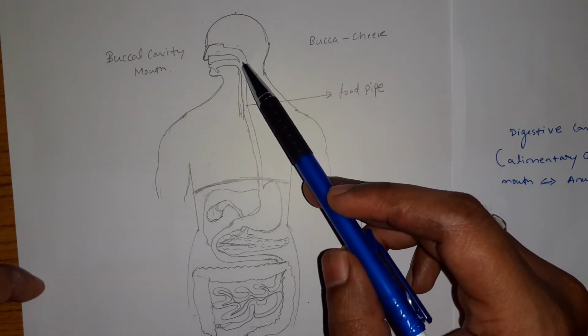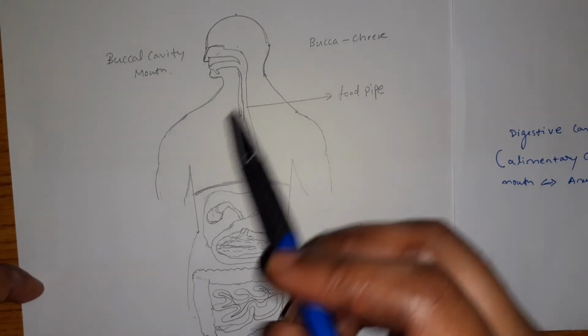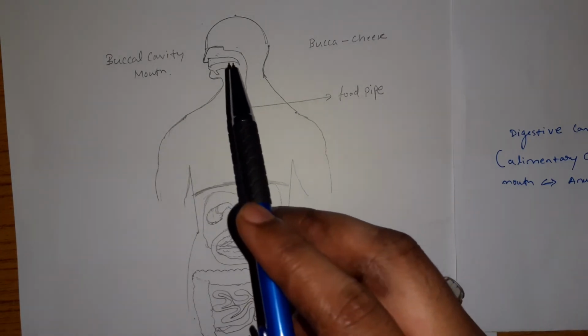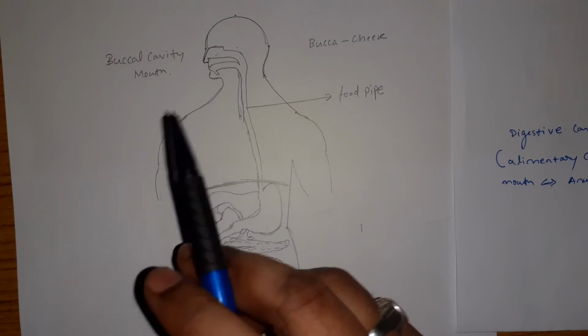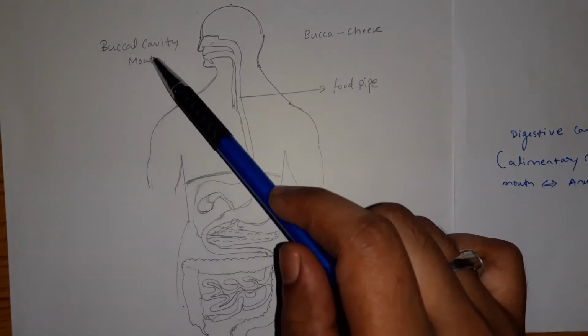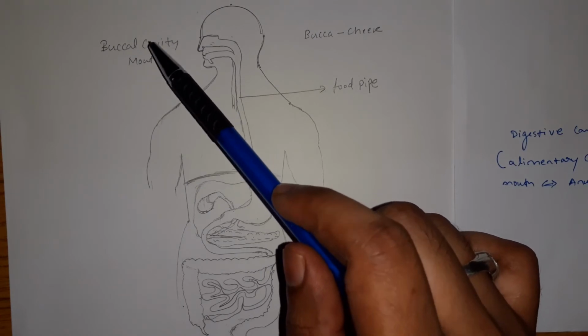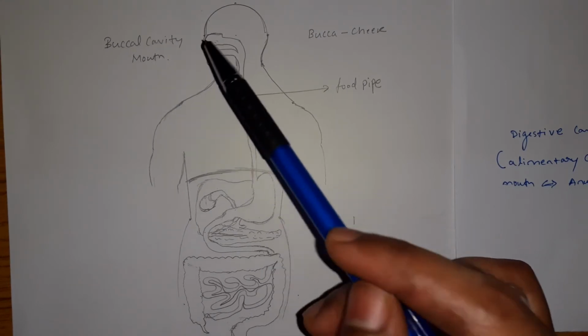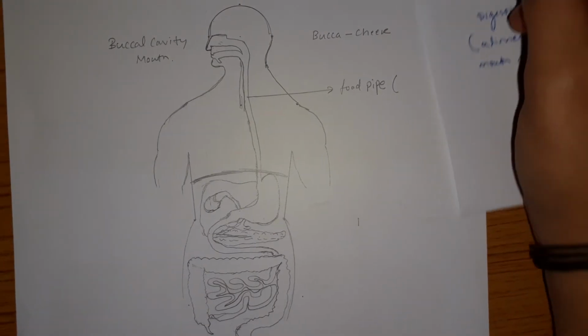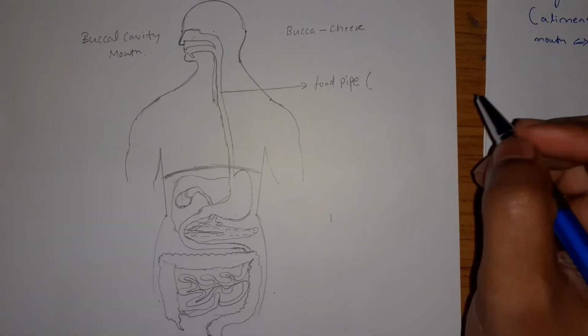There is a valve like setting. I will discuss in detail while discussing this, but now we will just see the vital parts of our digestive system. First part, very important part, is the buccal cavity, mouth. The next one is the food pipe. Food pipe is also known as the esophagus.